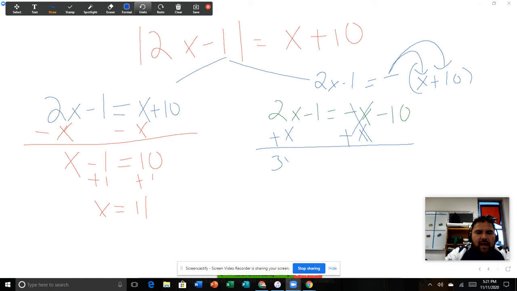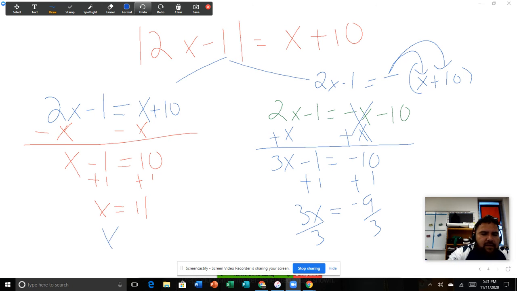That gives me 3x minus 1 equals negative 10. Add 1 to both sides. I get 3x equals negative 9. Divide both sides by 3. And x equals negative 3.